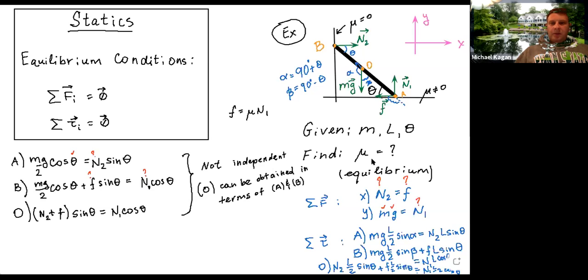The answer for mu is only going to depend on theta. It's going to be some trig combination of theta. Okay? So that's pretty much it. Let me just write this as mu n1.